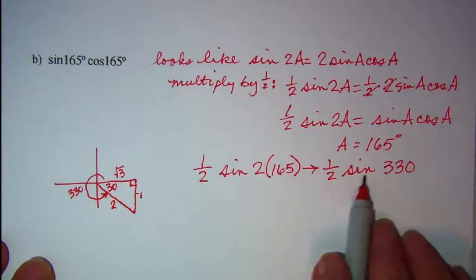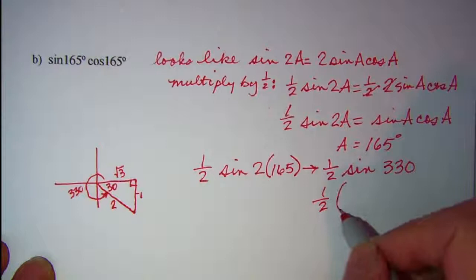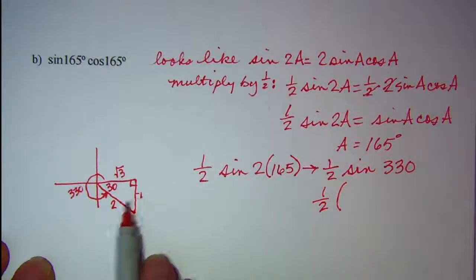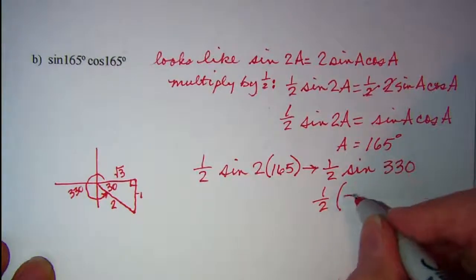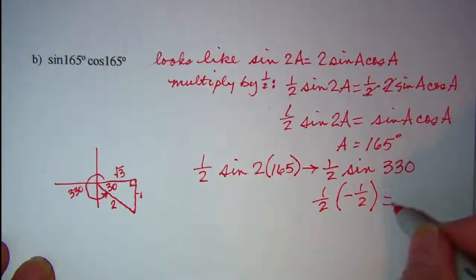So now I can get my sine of 330 of 1/2 times, and then the sine of 330 then will be opposite over hypotenuse, so that's a negative 1/2. So we have the product here is a negative 1/4.